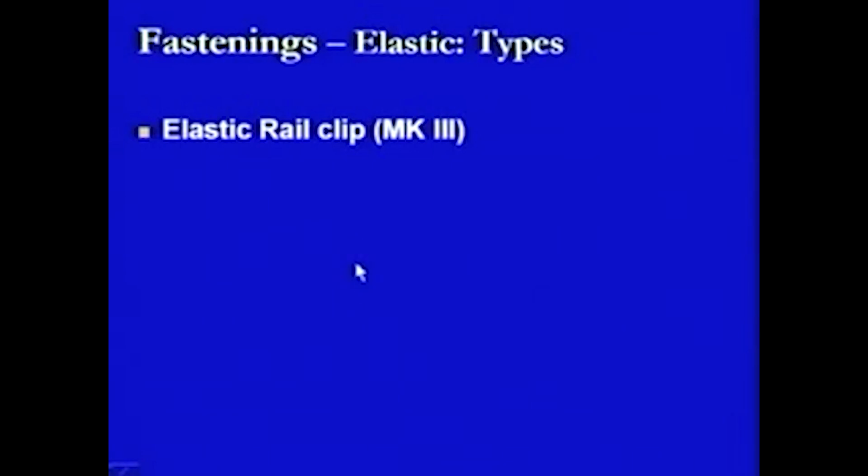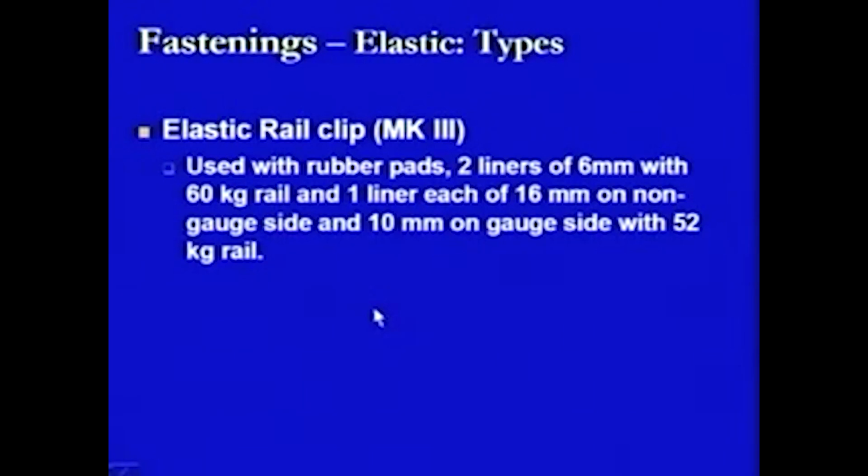Then there is another clip which is the elastic rail clip MK3. This is used with rubber pads. These rubber pads are used as 2 liners of 6 mm thickness with 60 kg rail sections, and 1 liner each of 16 mm thickness on the non-gauge side and 10 mm thickness on the gauge side with 52 kg rail section. So, what we see is that depending on the type of the rail section we are using, we have different types of liners, or the number of liners may also change.